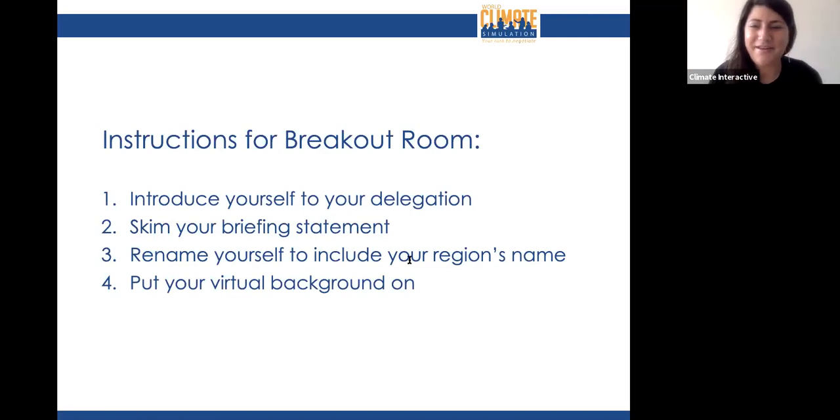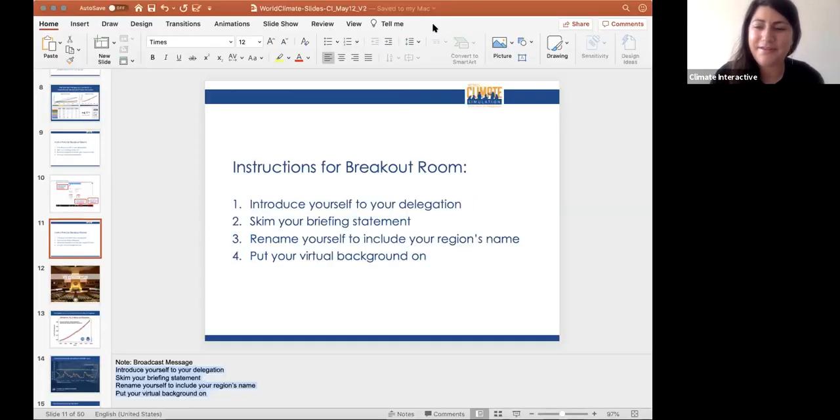For those watching the recording, we are broadcasting these instructions so that the breakout rooms will get their instructions. And we are also putting our formal wear on and changing our virtual backgrounds so that when the groups come back, we will have started the role play.